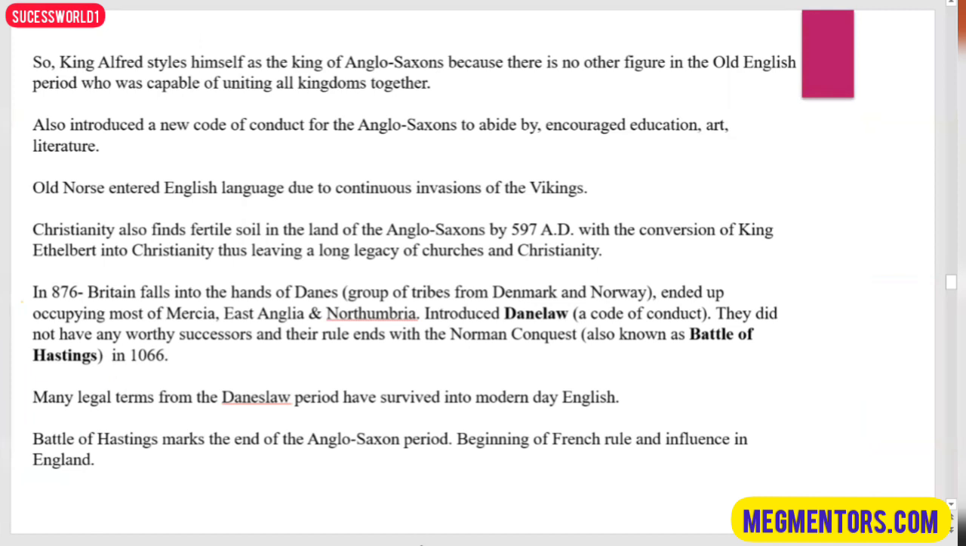So King Alfred styles himself the King of the Anglo-Saxons because there is no other figure in the Old English period who was capable of uniting all the kingdoms together. Right, so he also introduced a new code of conduct for the Anglo-Saxons to abide by, and he was a great patron of education, art, and literature. He was always encouraging all the literary personas to write and to translate works and to compile work, something that would survive into posterity, right?